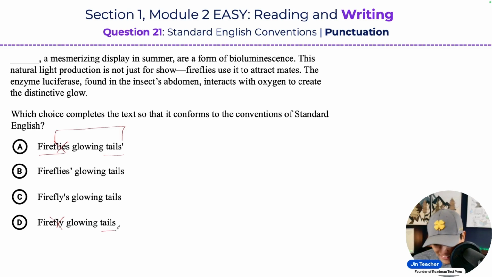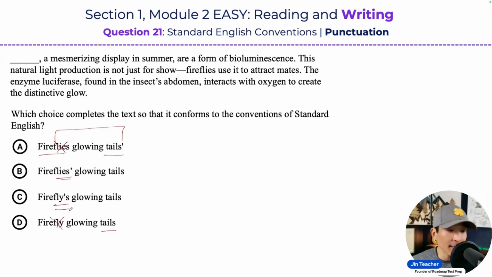It's firefly's tails again. It kind of sounds weird, anyways. But here, it's for that reason, right? Have these relationships between the two nouns, that this noun has to be in the possessive form. So we can cross out D as well. Next is answer choice B.